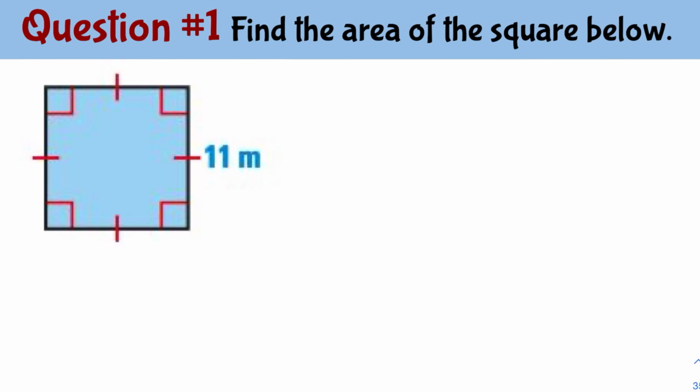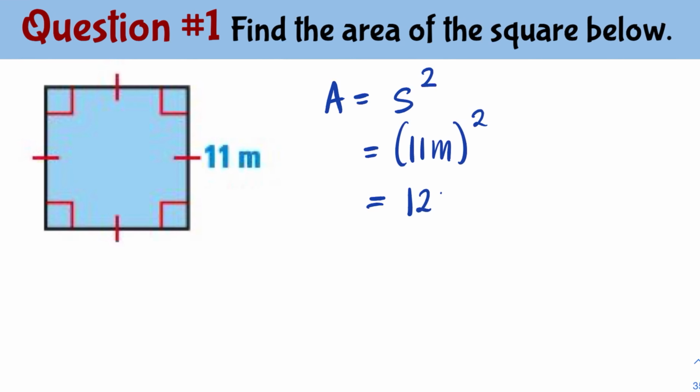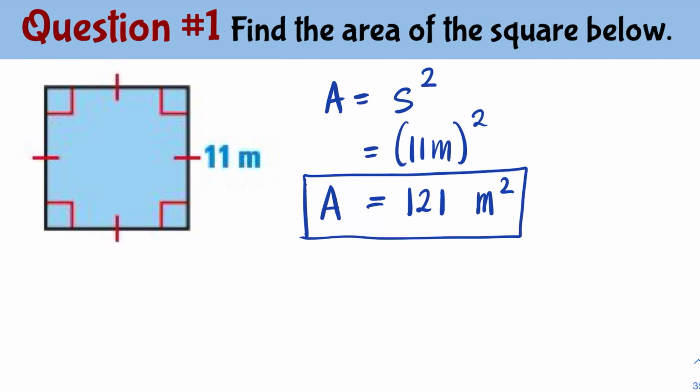Question number 1. Find the area of the square below. To calculate the area of a square, we need to use the formula A is equal to side squared. And in this square, the side is 11 meters. So here we just multiply 11 meters by 11 meters. And this is 121 meters squared. Remember that the units for area are always square units.